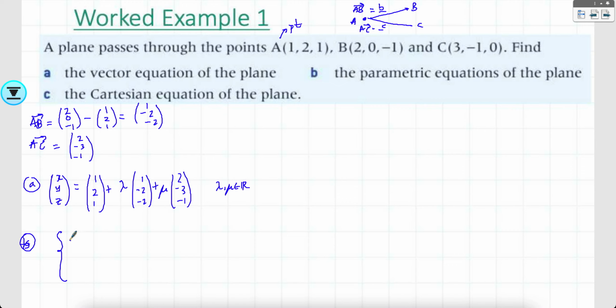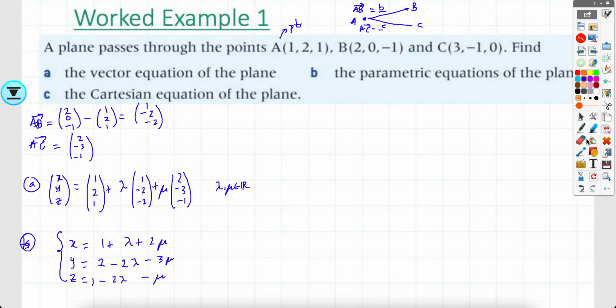3 equations. So x is equal to 1 plus lambda plus 2 mu. y is equal to 2 minus 2 lambda minus 3 mu. And z is equal to 1 minus 2 lambda minus mu. So we've done part B here.